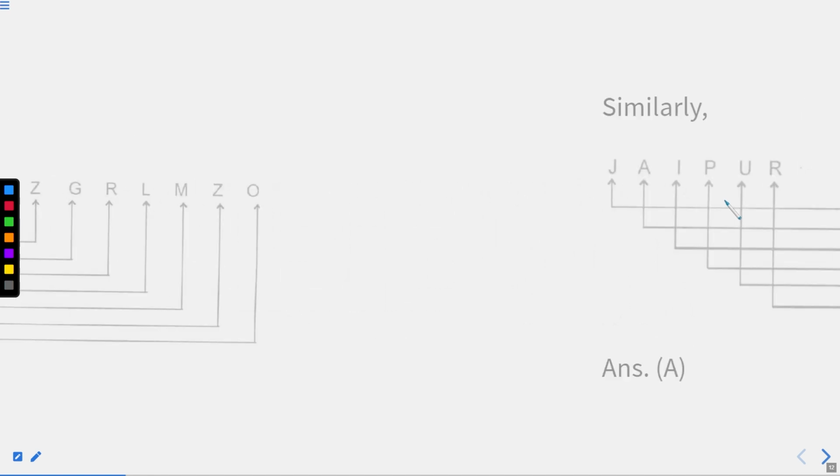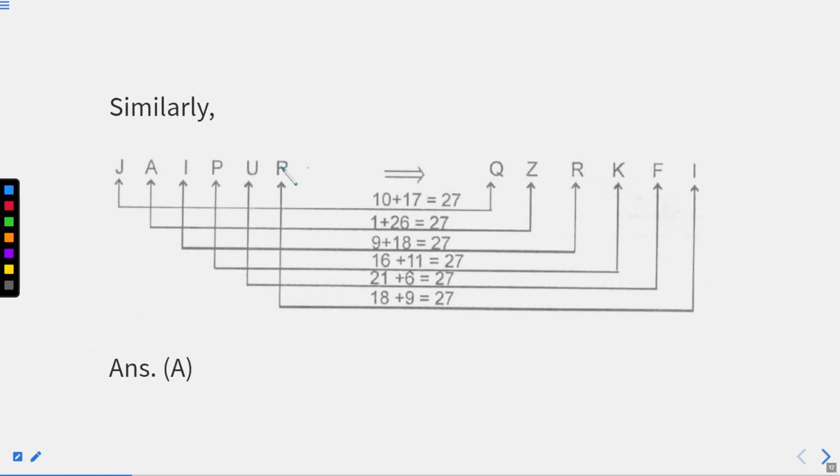Now I'll move to the question word. The question word is Jaipur. We all know that J has a place value of 10. Just to make it 27, what are we supposed to add? That is 17. On the 17th place, we have Q as a letter. So J will be coded as Q.